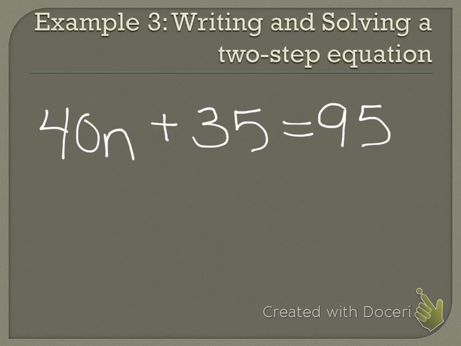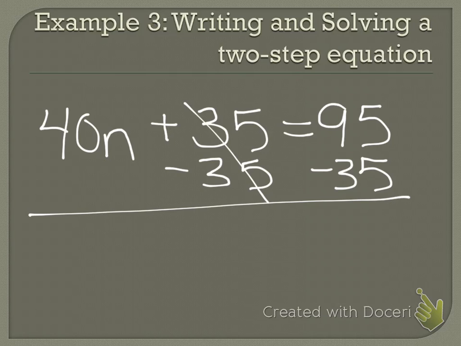And I know that the total hourly charge and the cost of the parts is going to equal $95. So now I have my equation: 40n plus 35 equals 95. Now I solve my two-step equation exactly like I did in examples 1 and 2. I need to first get everything that's not attached to the variable to the other side. So whatever I do to one side, I must do to the other. And remember, guys, show your steps. Okay? Don't do this in your head.